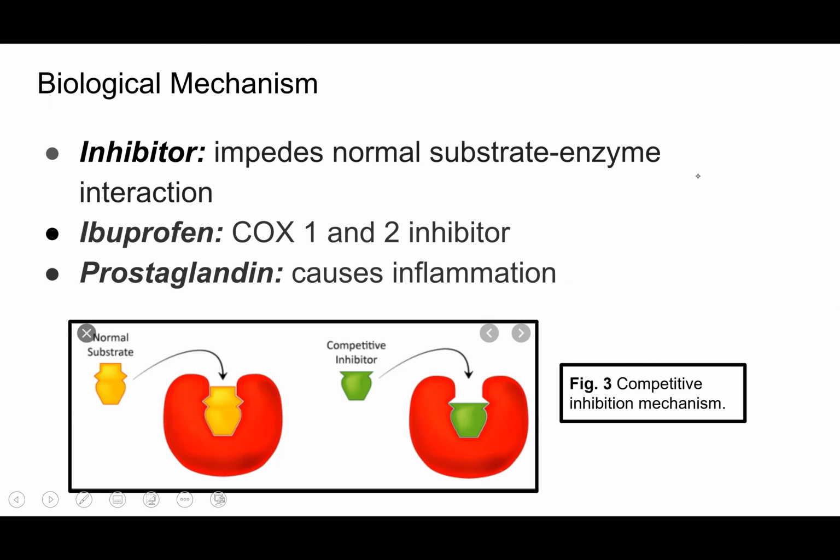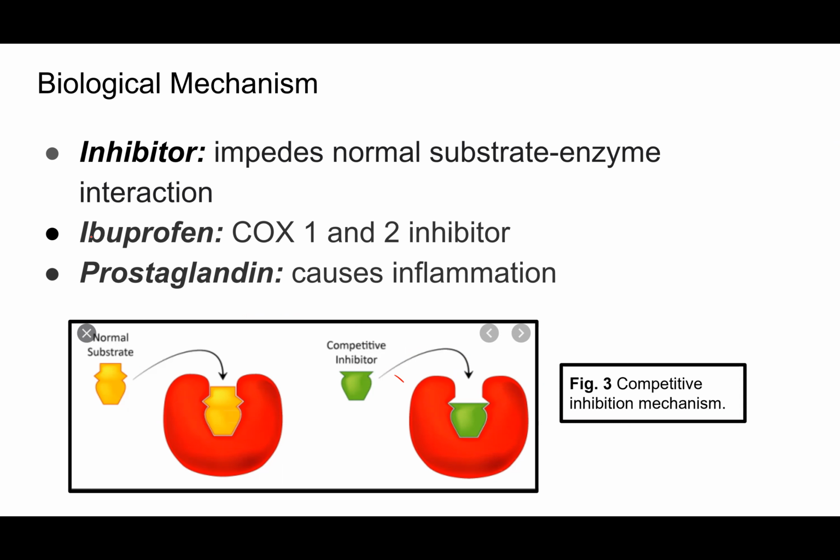Ibuprofen works by competitive inhibition. So basically what we have here is a normal substrate that goes ahead, binds to an enzyme, and maybe synthesizes some hormones. But in the case of a competitive inhibition, the inhibitor binds to the enzyme and prevents the normal substrate from being able to bind. So it prevents the hormone from being synthesized.